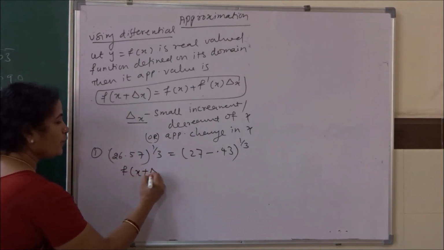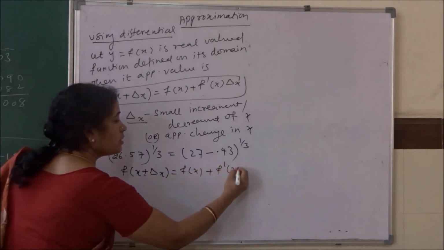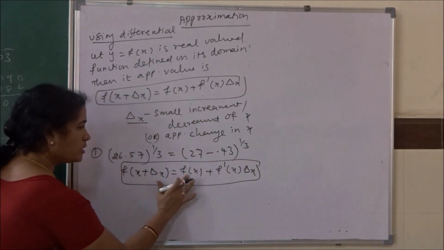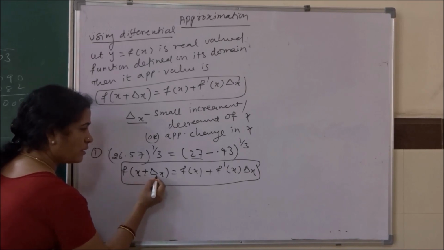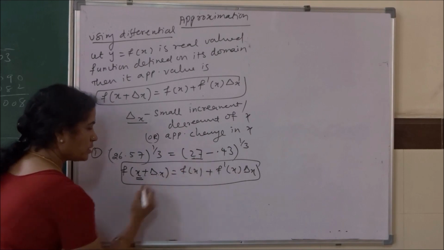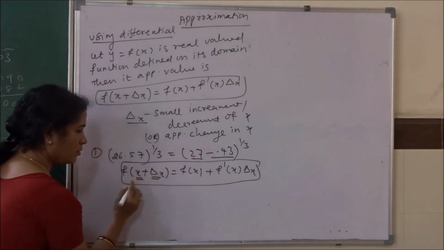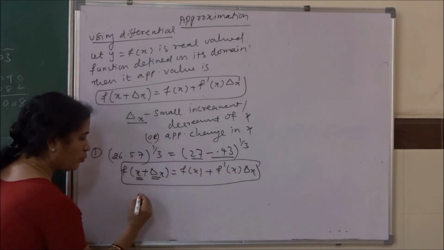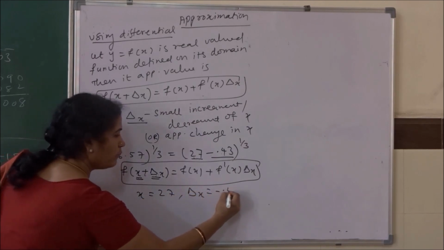What is the formula? f of x plus delta x is equal to f of x plus f dash of x into delta x. Now see here, in x plus delta x, what is x? 27. What is delta x? Minus 0.43. So x is 27 and delta x is minus 0.43.